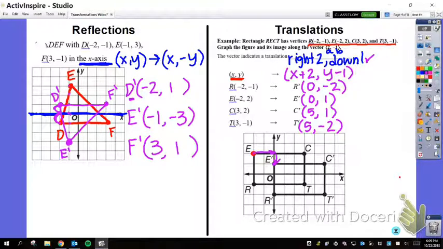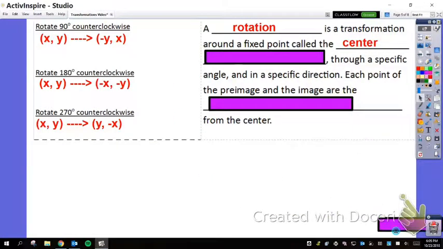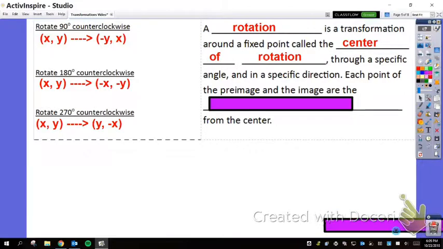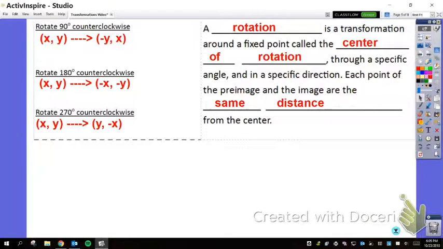Alright, so moving on to rotations. Okay, rotations is a little bit different. So a rotation is a transformation around a fixed point called the center of rotation through a specific angle and in a specific direction. Each point of the pre-image and the image are the same distance from the center.